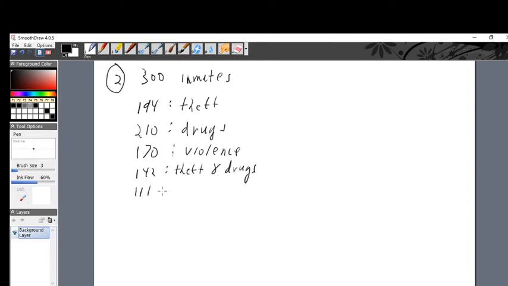111 are there for drugs and violence. Drugs and violence. Okay, that's 111. 91 for theft and violence. Okay, and 45 for all three.